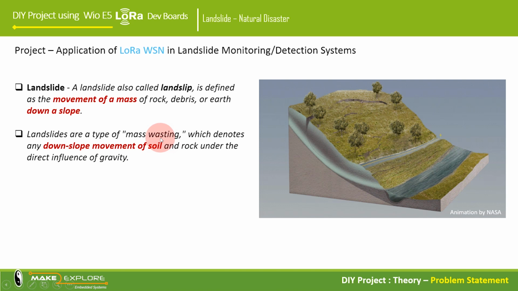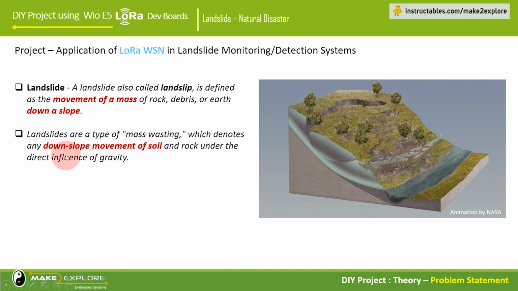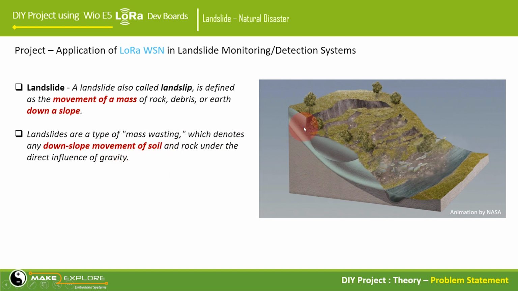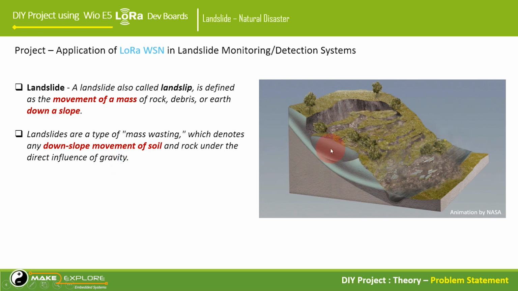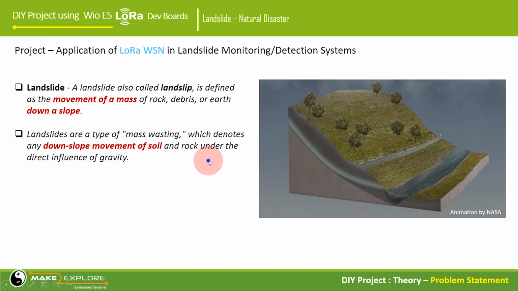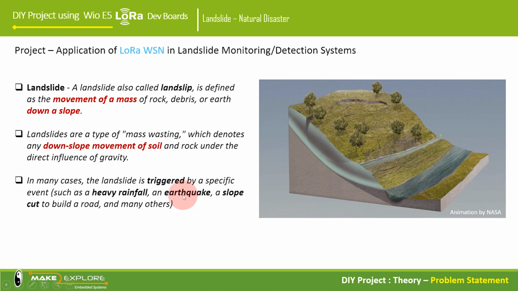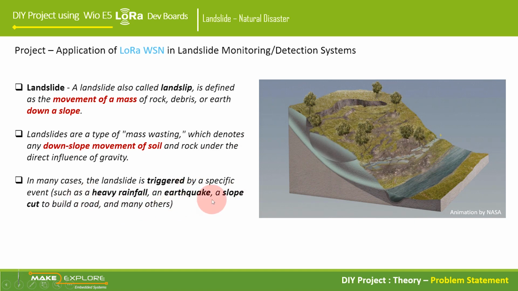Landslides are a type of mass wasting, which denotes any down-slope movement of soil and rock under the direct influence of gravity. Here, gravity is the primary driving force for a landslide to occur, but there are other factors affecting slope stability that produce specific conditions that make a slope prone to failure. In many cases, the landslide is triggered by a specific event, such as heavy rainfall, an earthquake, a slope cut to build a road, and many others.